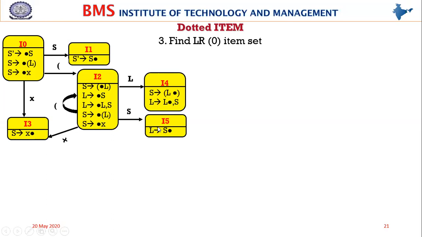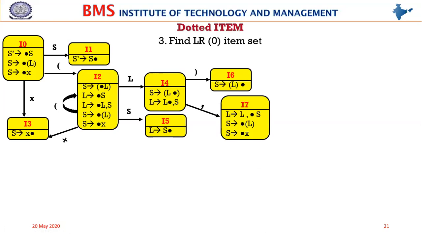And I5 is already closed, the dot has reached the extreme end. Now which are closed? 1 is closed, 3 is closed, 5 is closed. But the only one that is open is 4. We can have a movement on 4. On 4, the first movement is possible on close parenthesis. So we get S produces open parenthesis L close parenthesis dot, and we are reaching state 6. 6 is closed. Right. Next, we have a movement on comma. So we get L produces L comma dot S. Now there is a dot in front of S.